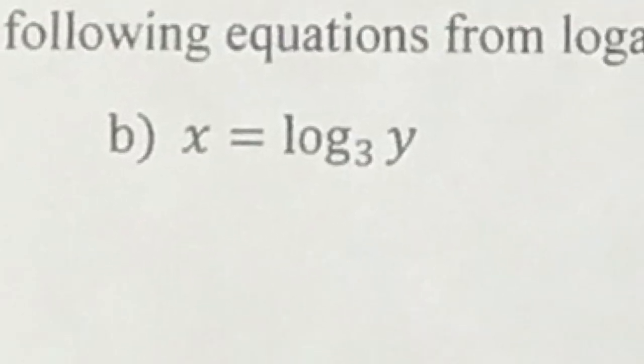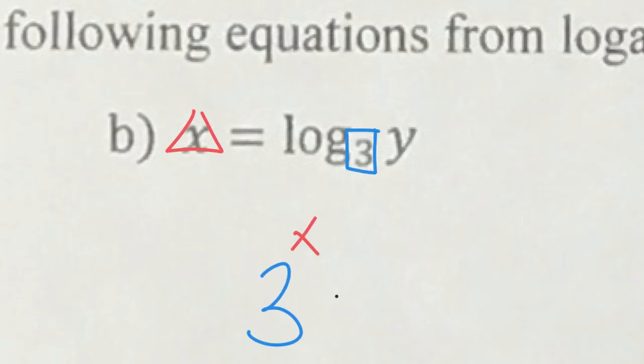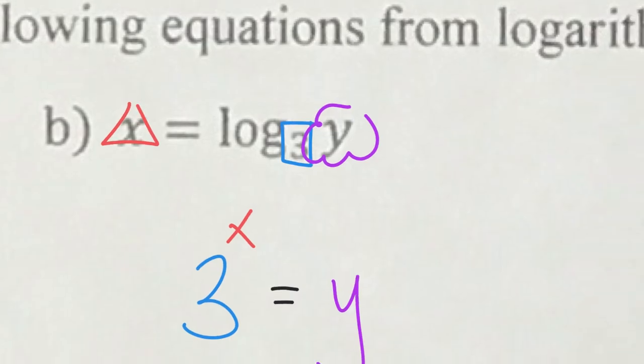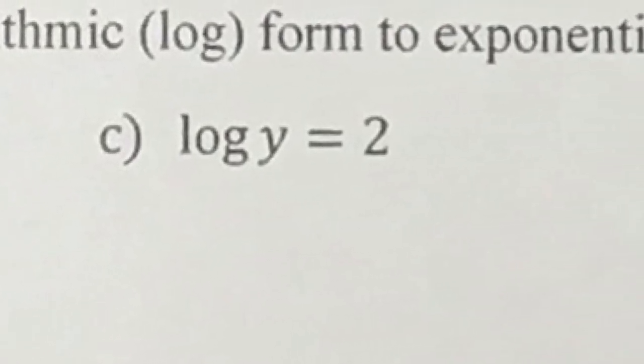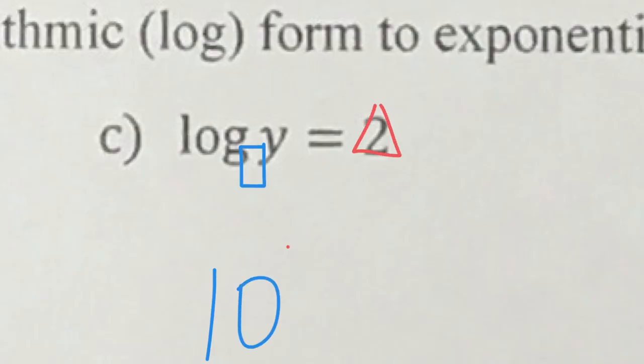Okay, our base here is 3. So 3 to the x power equals y. We're just rearranging our 3 parts: the base, the exponent, and the answer. I don't see a base. So what is the base? 10. If we don't see a base, you're going to assume that it's a 10. So 10 to the second power equals y.